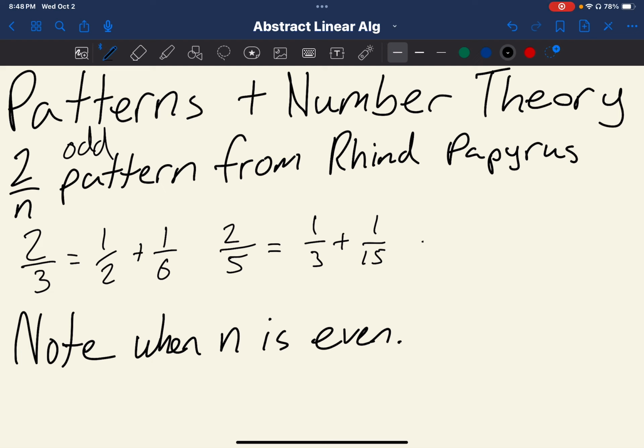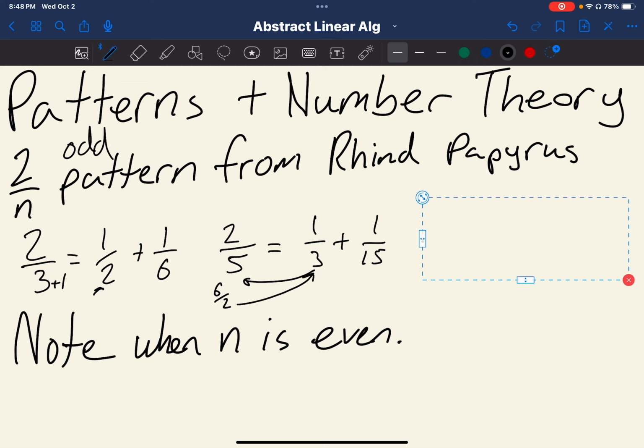Well, 1/2 times the 3 here, we get 1/6. And we notice a similar thing here, right? 1/3 times that 5, we get 1/15. And if we look at how we're getting 1/2 and 1/3, if we add 1 to this 3, we get 4, and we take half of it, we get the 2. Similar thing, if we add 1 to this 5, we get 6, take half of it, you get the 3.